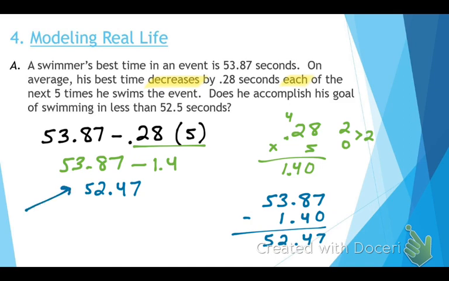All you have to do is put a 0. Think about it. That means 52.50. Is this smaller than 52.50? Yes. Okay, so that is correct. The answer is yes. He was able to accomplish his goal of swimming in less than 52.5 seconds.